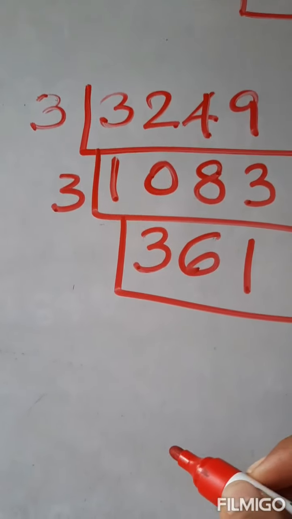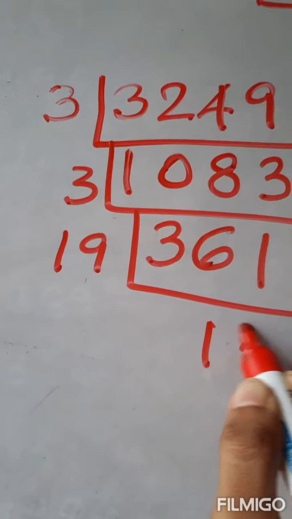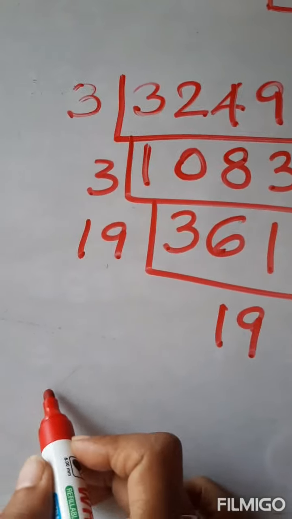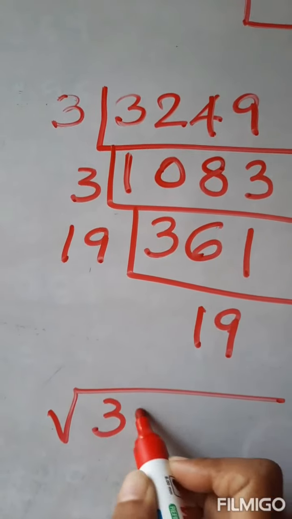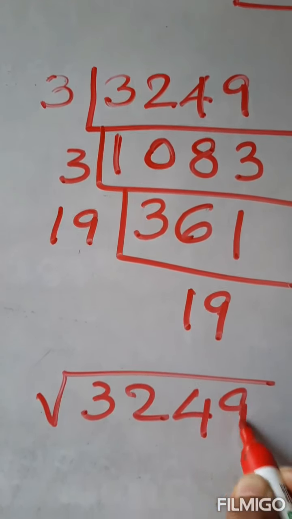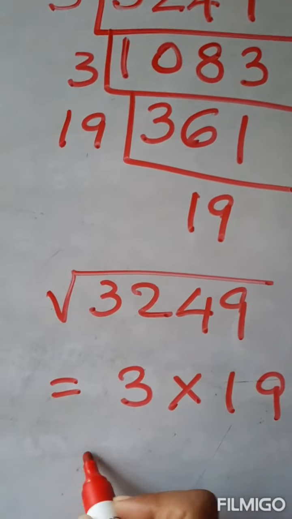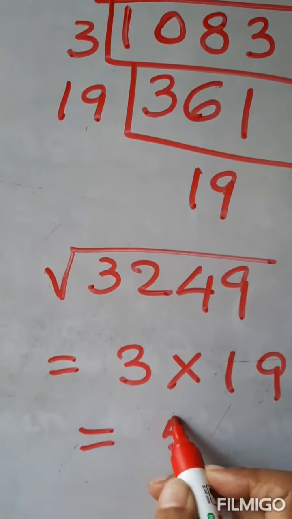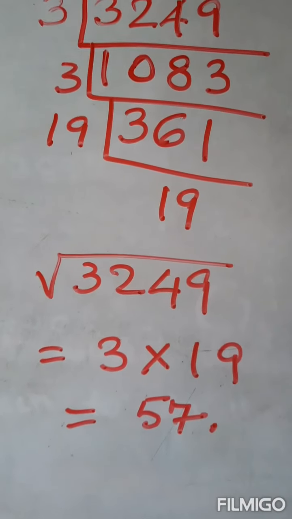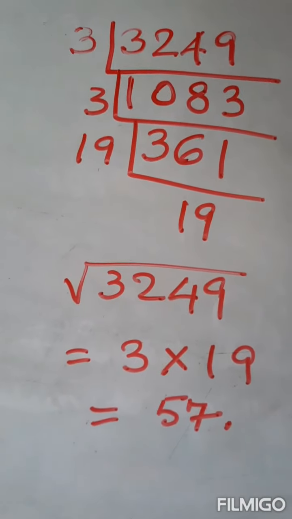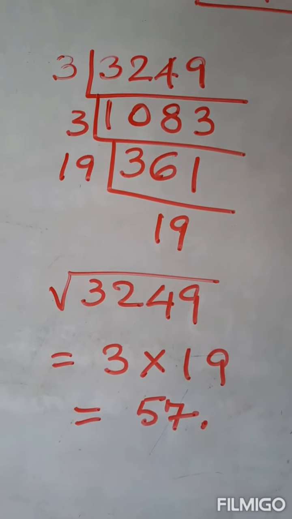361 is a square number. 19 into 19 is 361. Therefore, the square root of 3249 is equal to 3 into 19, that is 57. Now for this you need to remember or memorize square numbers till 25.